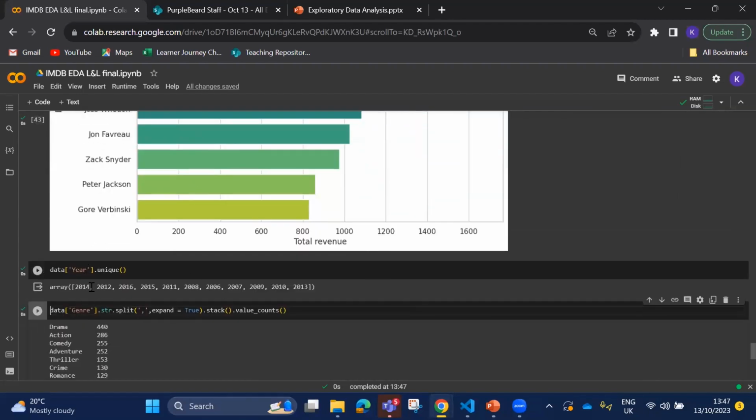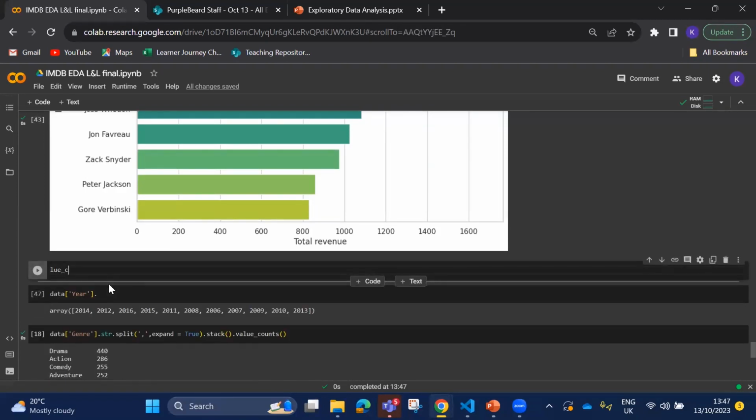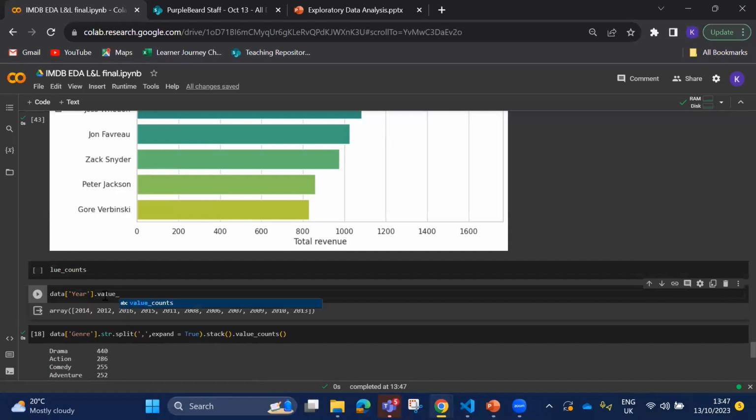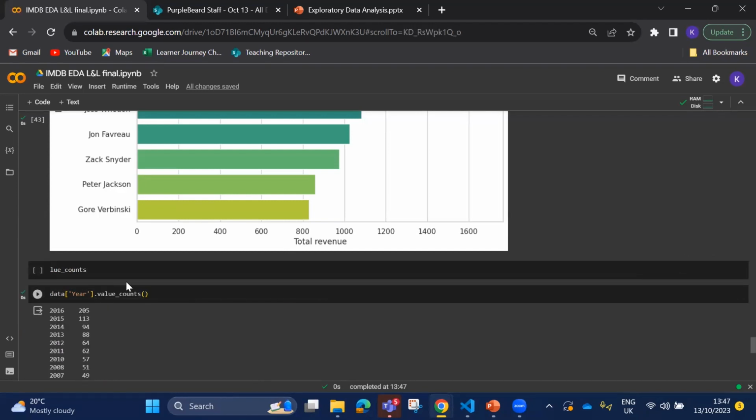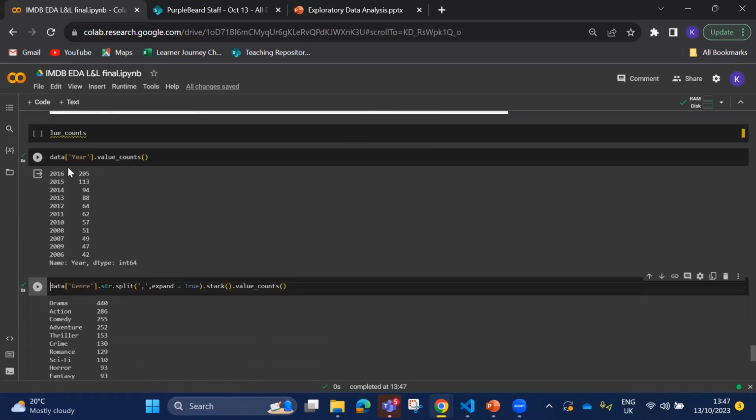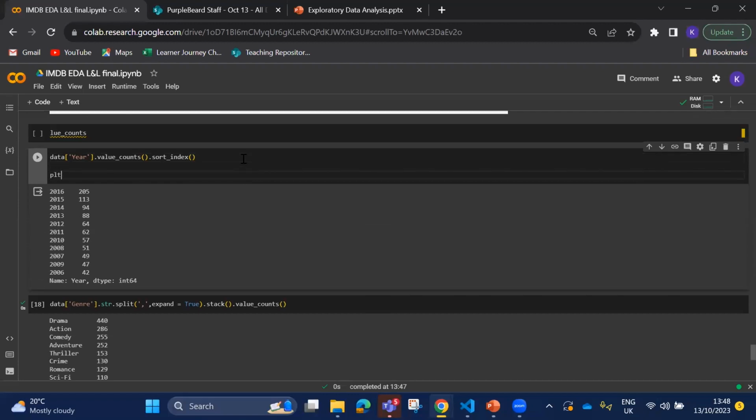So these are the unique years. I want to see how many rows for 2000, how many for 2014, how many for 2012. There is a simple way to do it: value counts, a method in pandas series that you can call like this. It just counts the number of occurrences of 2016 in the data set. So it is 205, as you see. Then we can sort the index, because when I plot it, I want the x-axis to go from 2006 to 2016, basically. So I'll sort it and then let's plot it.